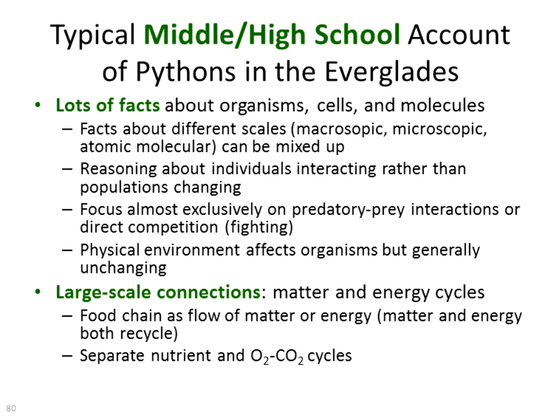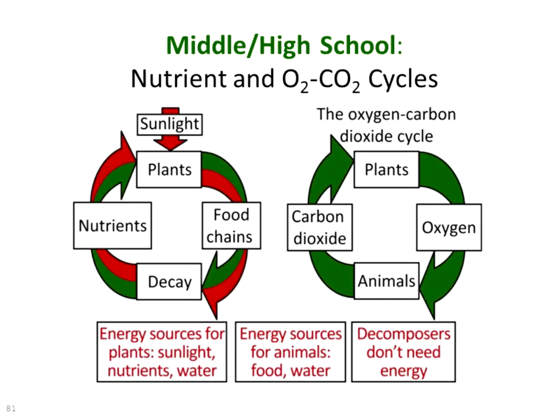And they think of the physical environment affecting organisms, but much less about the organisms affecting the physical environment. And so they do think about large-scale connections among food chains as flows of matter and energy, but they tend to think in terms of separate nutrient and CO2 cycles. So let's look at that.